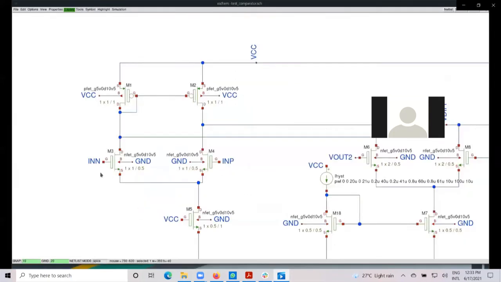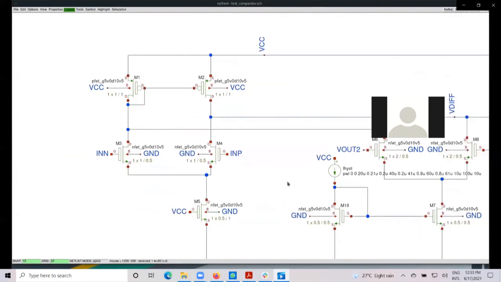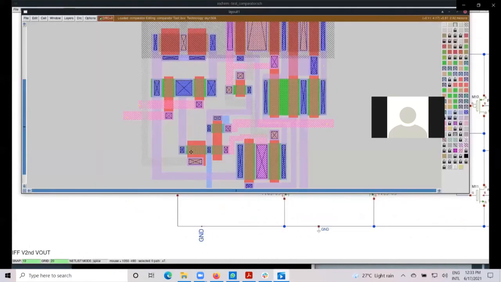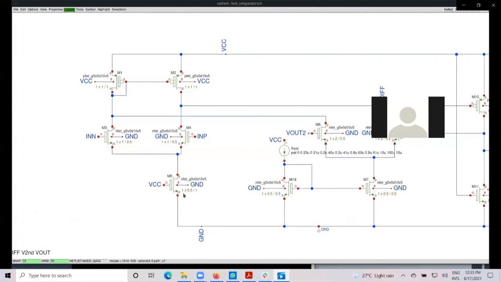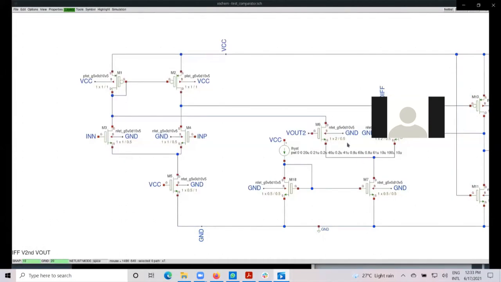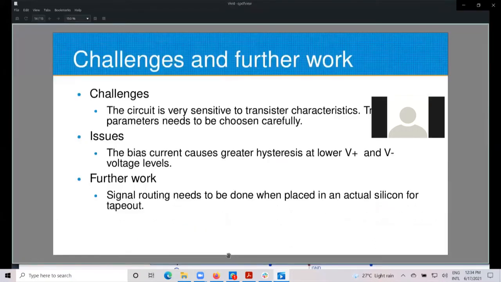We have a positive input, we have a negative input. These are the differential inputs. We have an IHIST, which is this M5 transistor. These two are our feedback transistors here, M6 and M8. We will have to make sure that appropriate metals are used and the signals come in and go out the appropriate way.